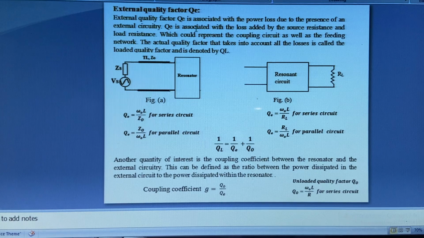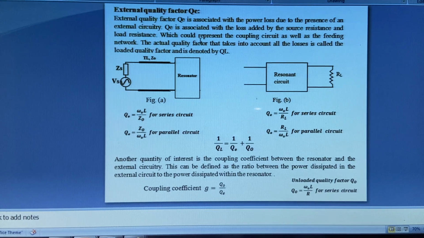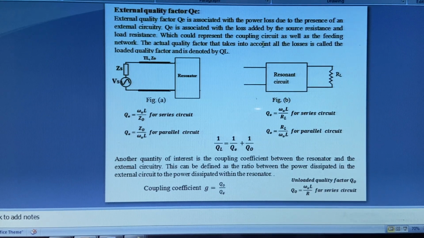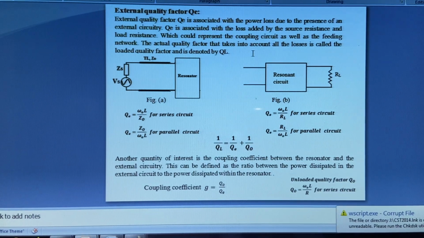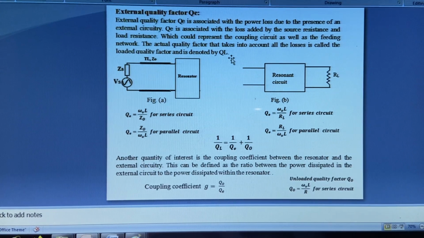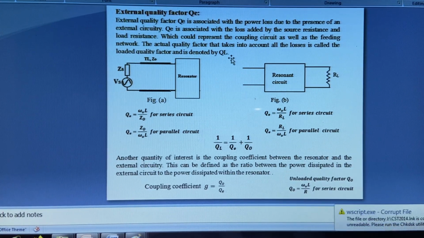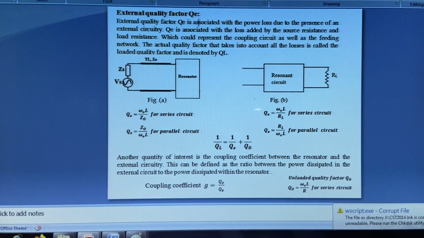circuitry. QE is associated with a loss added by the source resistance and a load resistance, which could represent the coupling circuit as well as the feeding network. The actual quality factor that takes into account all the losses is called the loaded quality factor, denoted by QL, that we studied in the earlier topic. Now this external quality factor QE is associated with the external circuitry.